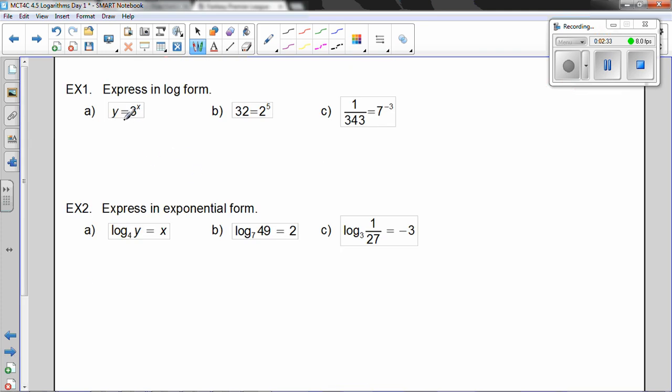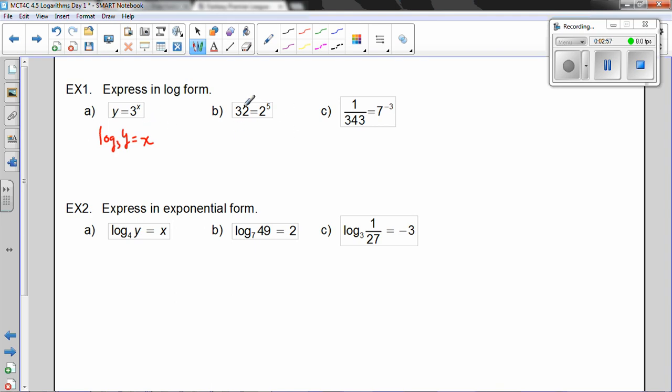Express in log form. Well, how does this work? Well, this expression is the same as log. The base is 3. The power goes on the inside, and the exponent is on the outside. Log base 3 of y is x. And that's a function form.